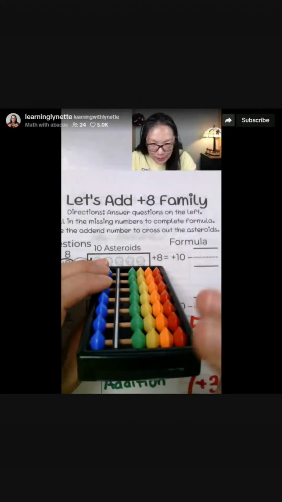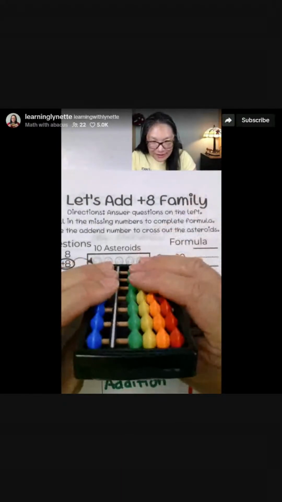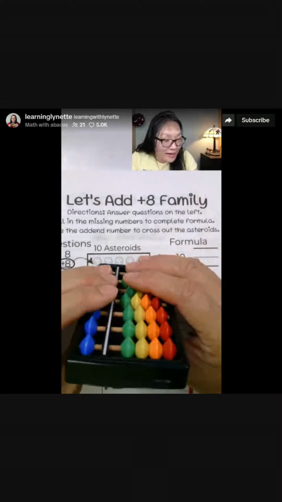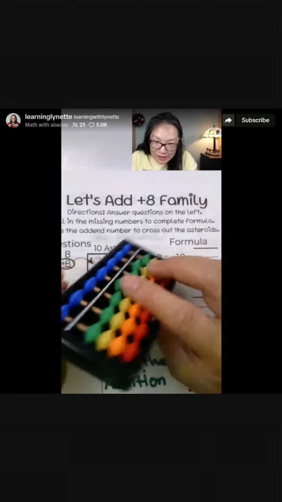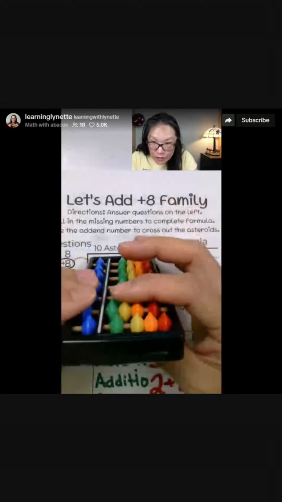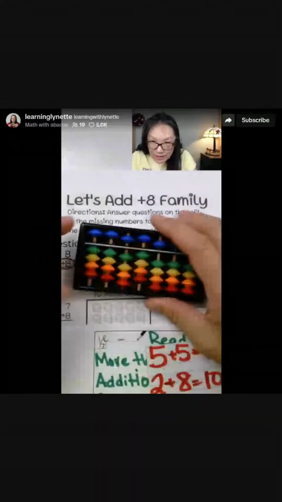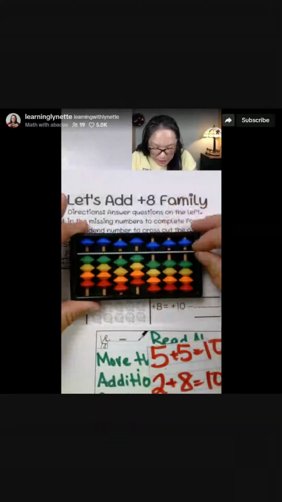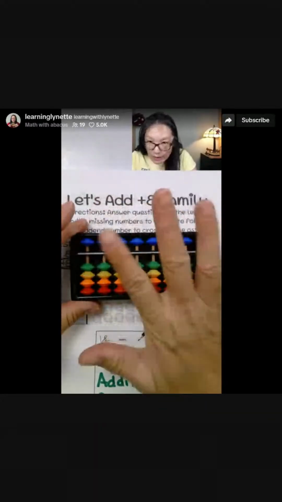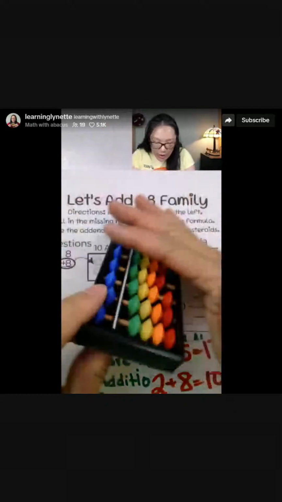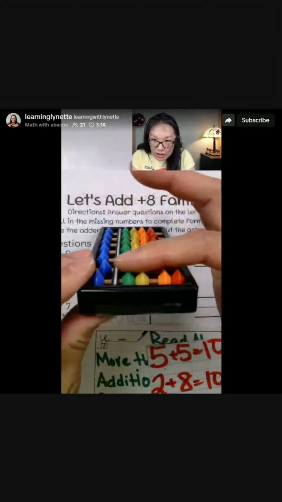Okay, so again, we want to make sure this is a standard size abacus. Because it's a standard size, it doesn't matter how big your hands are. You're going to use the edges of your finger to move the beads. Even with my thumb, which is kind of big, you just want to use the edge of your thumb to move the bead.